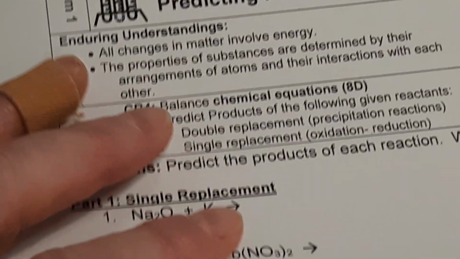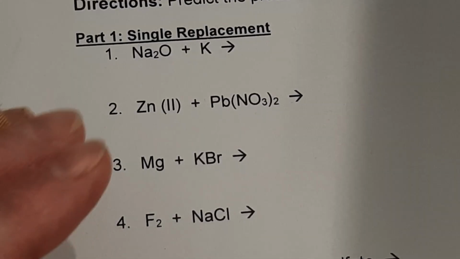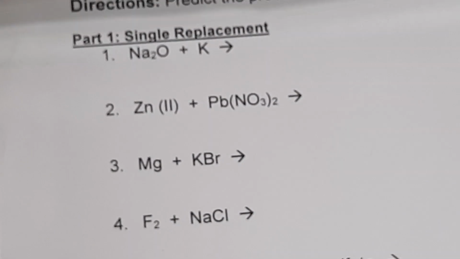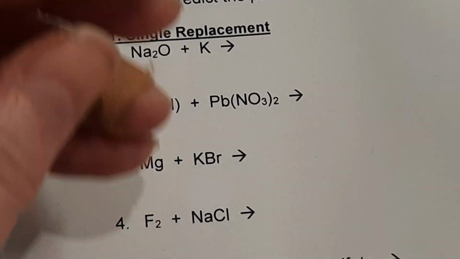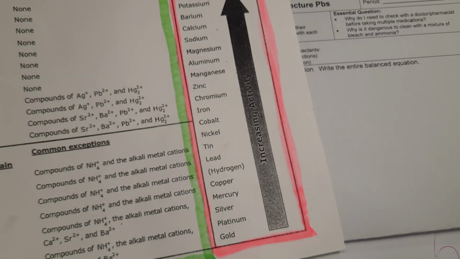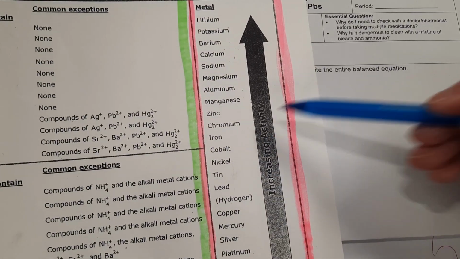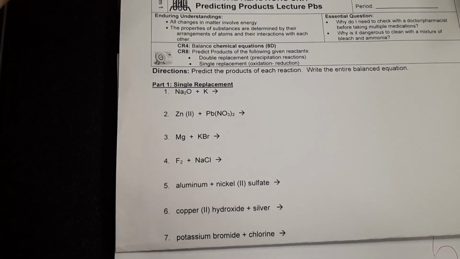Okay, first thing we want to do is have our problems, and we do need our periodic table in front of us. What we want on the periodic table is going to be on the back, on the right side. It's called the metal activity series, okay? So make sure you have these two things available.